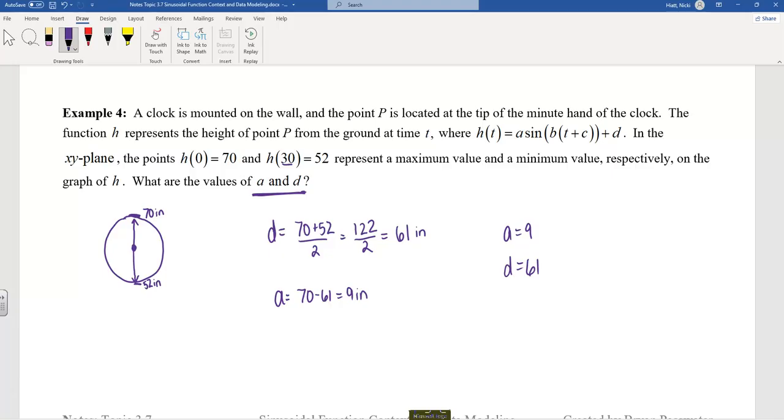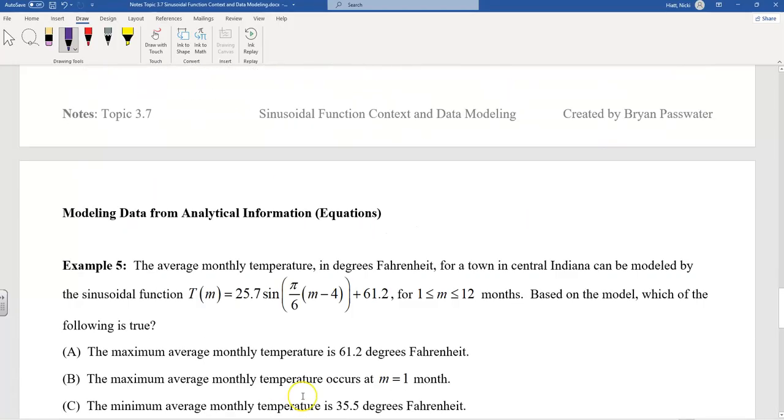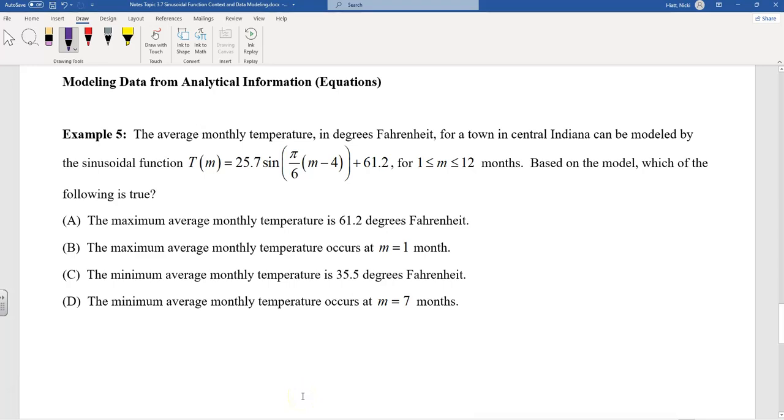Now, writing the whole equation is a little tougher because you have to think about the period and all that. We're going to work up to that, but we're not going to do it on this problem. Okay, this one looks like it should be a calculator active problem, but I don't think it is. We've got decimals, but I don't think this would be a calculator active problem. So we've got the average monthly temperature in degrees Fahrenheit for a town in central Indiana can be modeled by the sinusoidal function, and it gives us our function, from 1 to 12. Based on the model, which of the following is true?